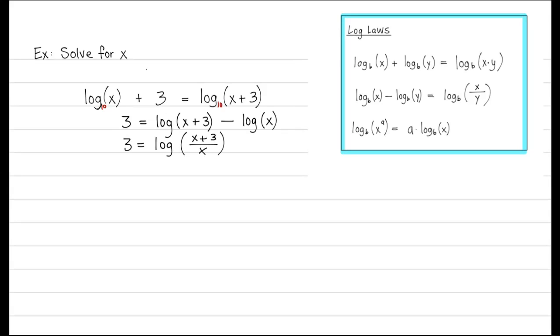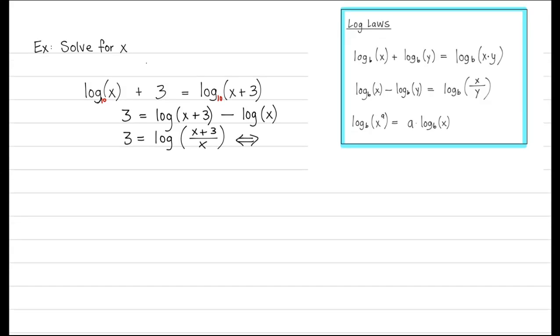Then from there, we've combined them all into one log, but it doesn't look very meaningful. So we might want to take this and convert it into exponential form. So remember the base is here. We agreed it was base 10. So 10 to the power of 3 is equal to the inside, x plus 3 over x. Okay. So remember, whatever is here, that becomes the power. Whatever is in the base, it's a little 10, goes here. And whatever is on the inside of the log is what goes on this right-hand side.